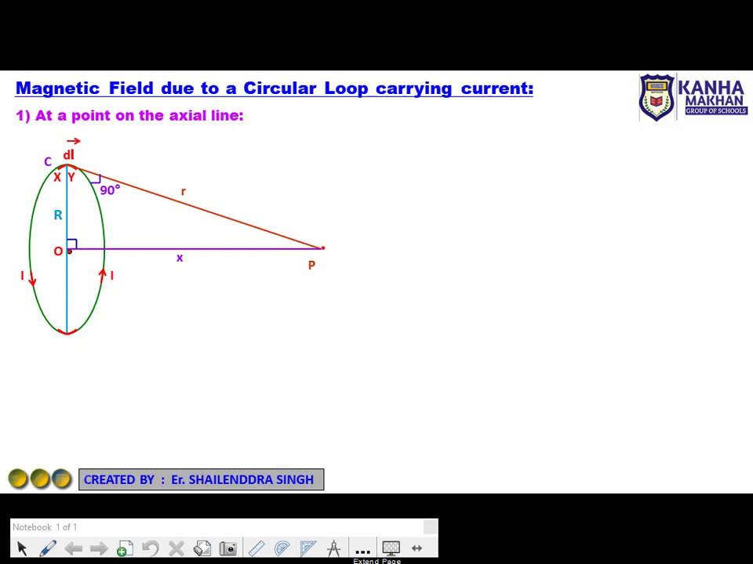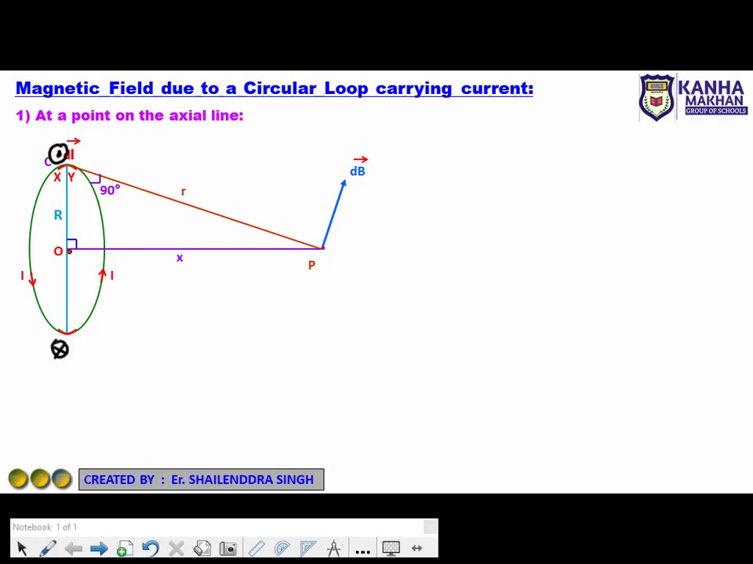It is a small element situated at the upper part of the loop, x y. According to the Biot-Savart law, the current element must make a particular angle theta, which is 90 degrees here. It is a 3D figure. At the point C, the current element is outwards, coming out of the screen, and at the other part it is going inside the board.